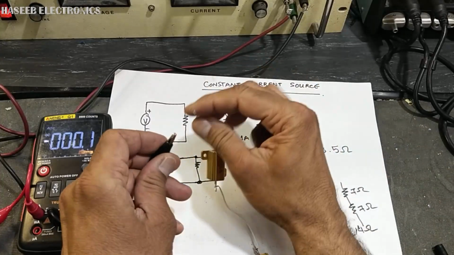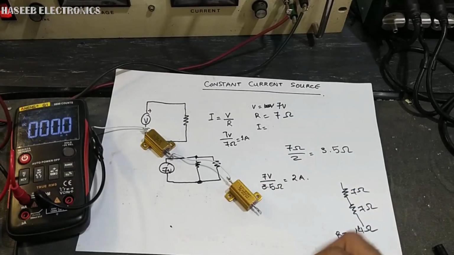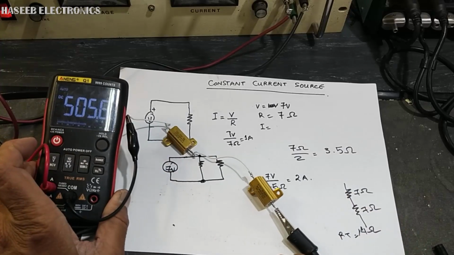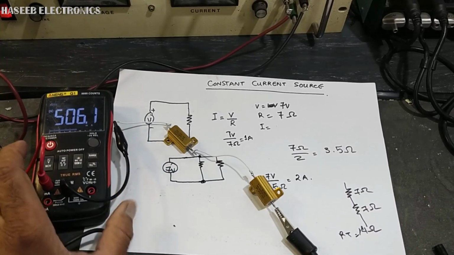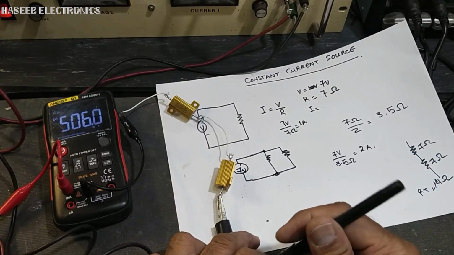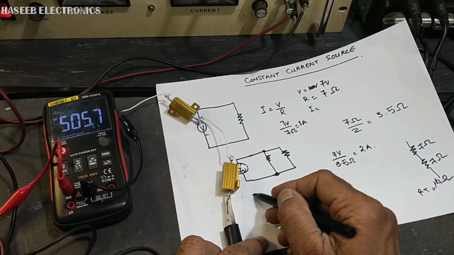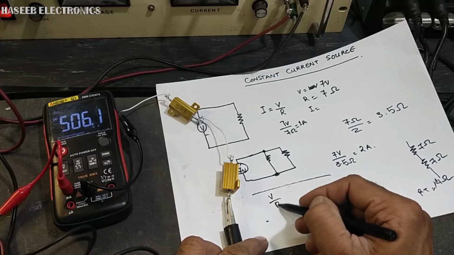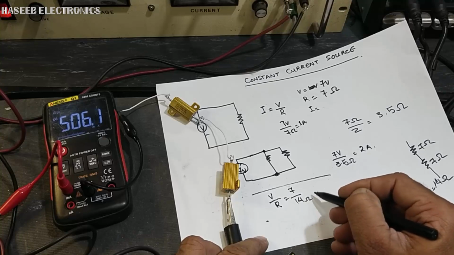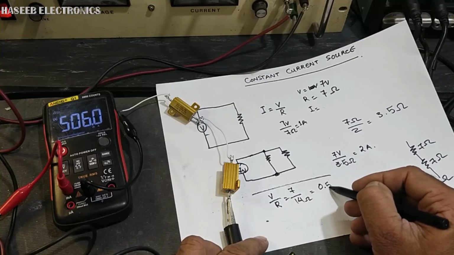When we connect a 14 ohm resistor to a 7 volt source, the current will decrease. It is 500 milliampere. Why? Because it is following Ohm's law, V over R. Voltage 7 volt, 14 ohms, it is 0.5 ampere.